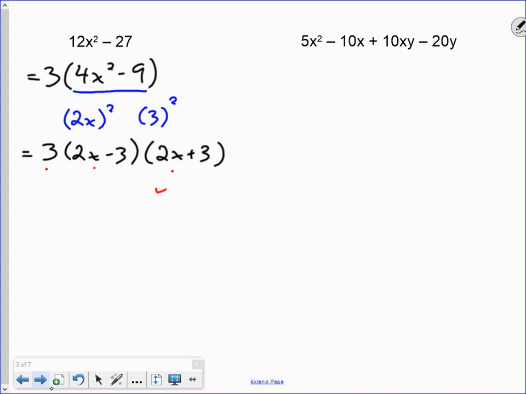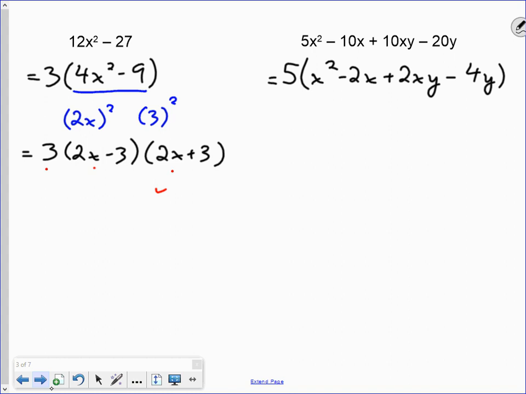All right, let's look at our second example here. x squared plus 10x plus 10xy minus 20y. First, we're going to check to see if there's a common factor. Is there something that is common to all 4 of these terms? And yes, they're all divisible by 5. So I'm going to factor out a 5 here, and I'll be left with x squared minus 2x plus 2xy minus 4y.